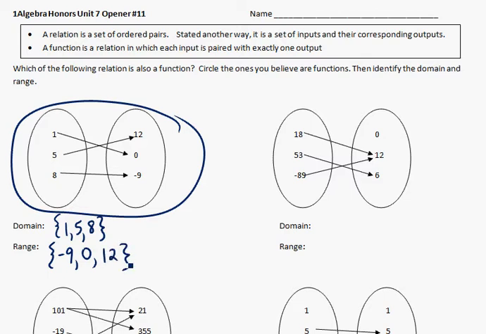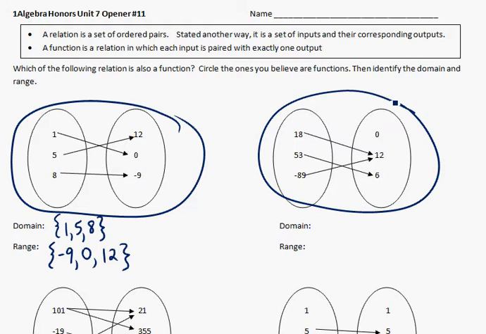Next, let's move over to the right and do the same thing. Does 18 correspond with only one unique output? Yes, it corresponds with 12. Does 53 correspond with only one output? Yes, it corresponds with 6. Does -89 correspond to only one output? Yes, it corresponds to 12. So this one also satisfies our definition of a function.